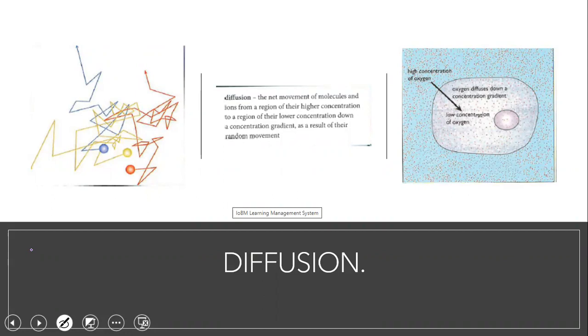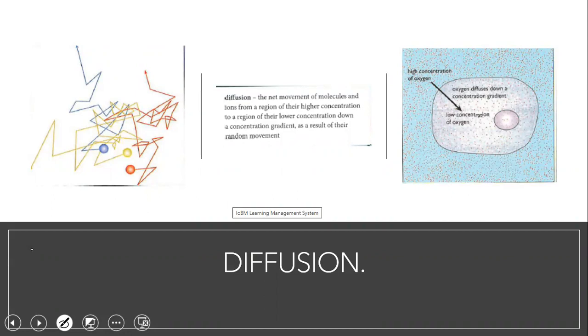Making sense? Does anybody want to ask something? All good, Monami? Arisha, all good? Yes, miss. Okay.